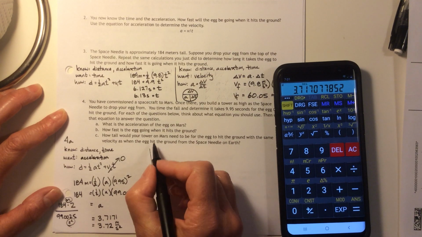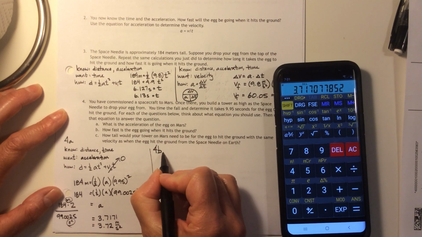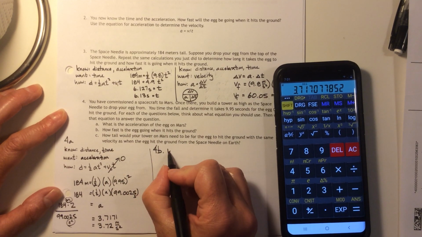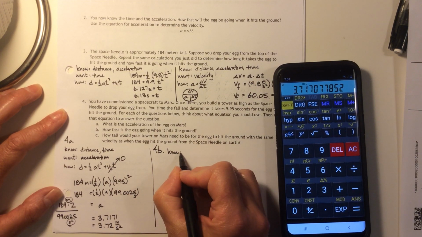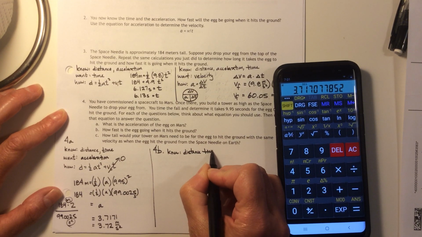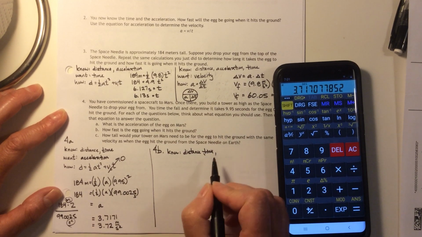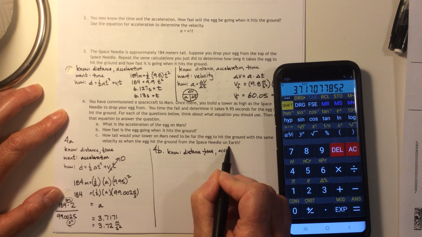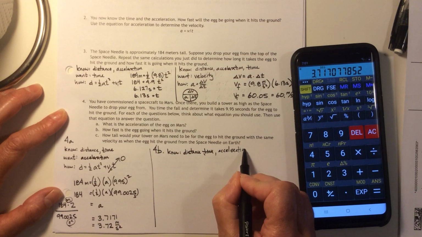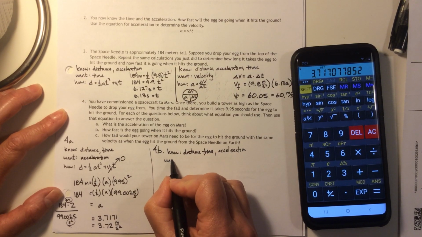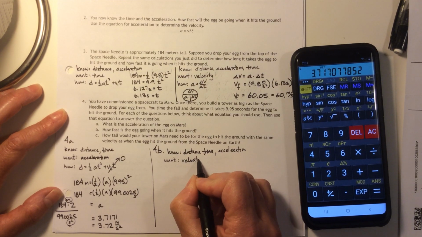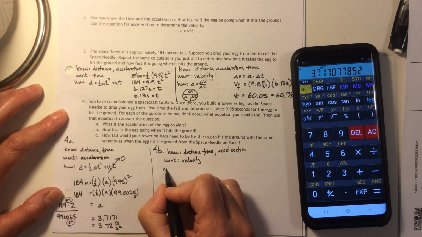Still on the screen. All right, let's take a look at 4B. Okay, how fast is the egg going when it hits the ground? All right, so I know all the same things I knew before. I know distance and time. But now I also know acceleration, because I just figured that out. What I want to know is velocity. And how do I get there?